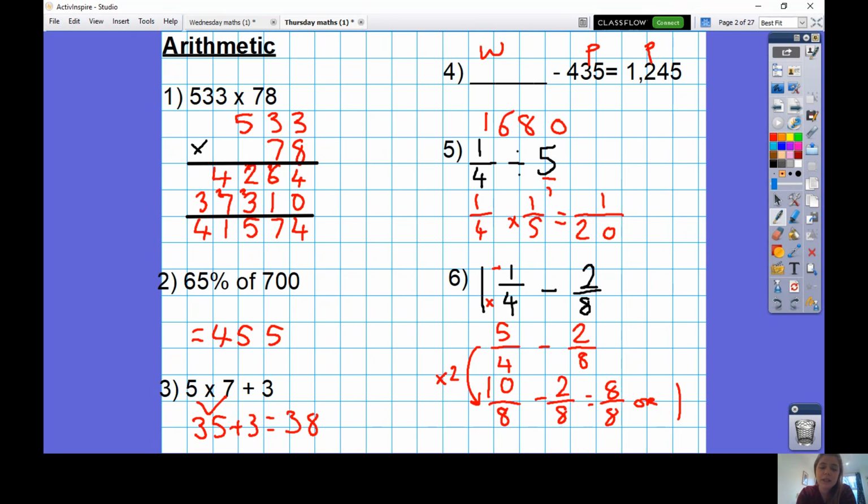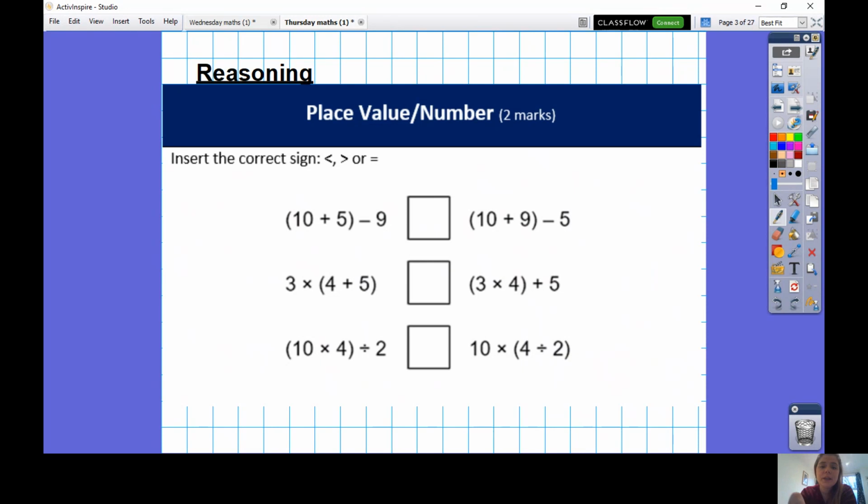Here are your answers then for the arithmetic questions. For question 6, either 8/8 or 1 would be accepted. Both answers are correct. Okay, here are your reasoning questions, and you're going to have to remember your rules of BIDMAS in order to solve them.